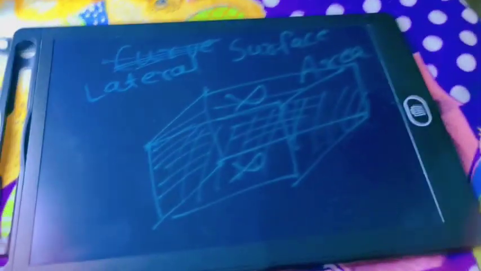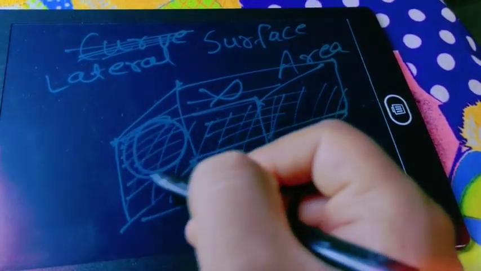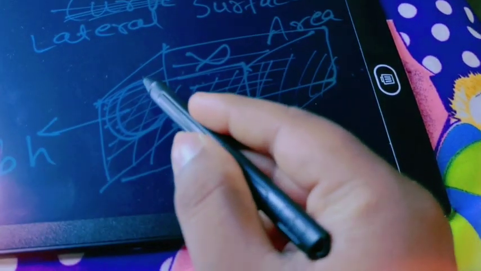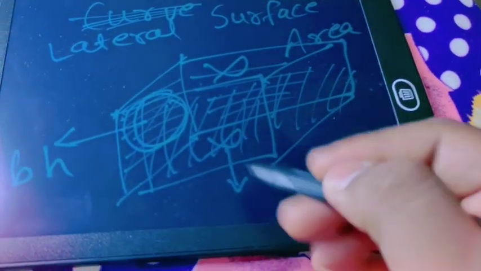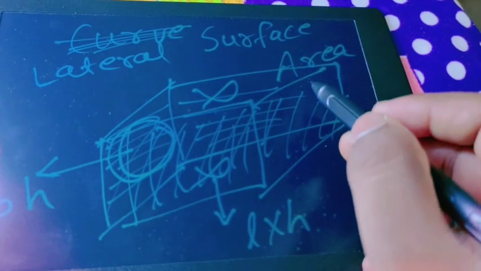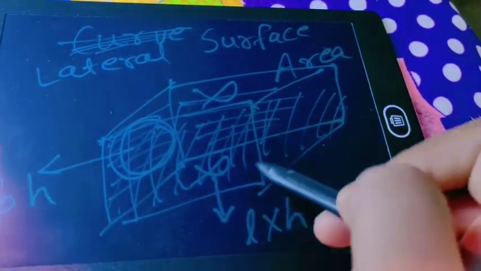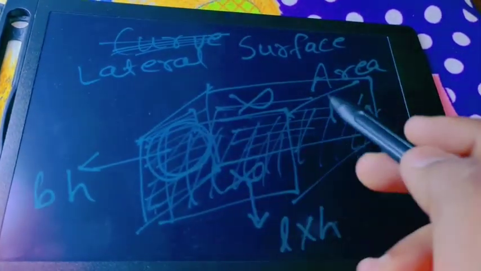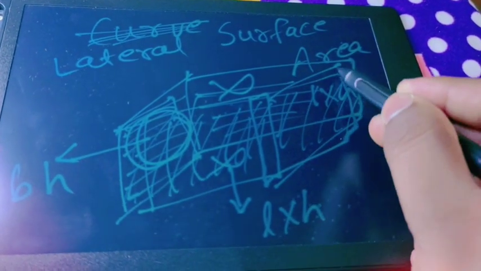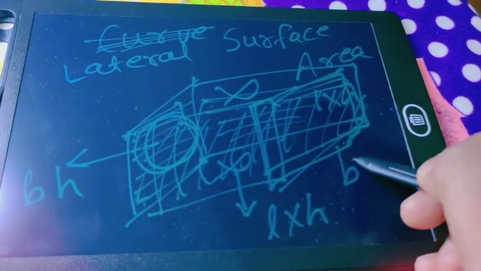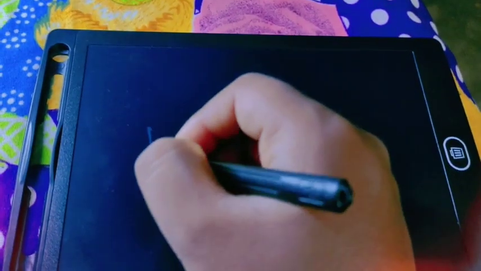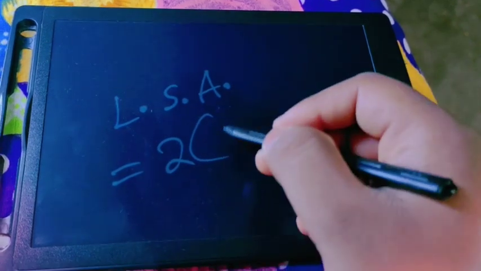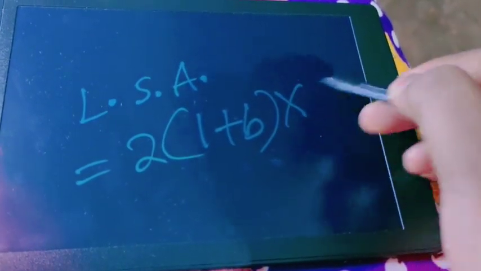Then, as we had seen previously, the area of this is B into H. The area of this front surface is L into H. Also this back, which is identical to this, will also be L into H. And this one's identical part will be this, which is B into H. Therefore, lateral surface area is equal to 2 into (L plus B) into H.